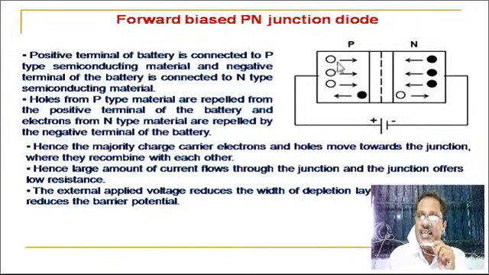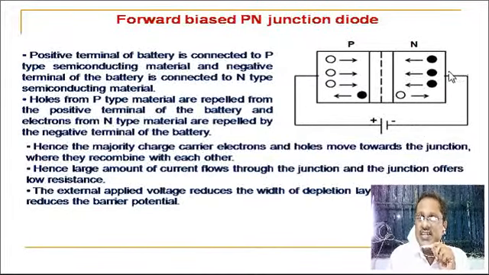Now we know that in a P-type semiconductor the majority charge carriers are holes and the minority charge carriers are electrons, and in an N-type semiconductor the majority charge carriers are electrons and the minority charge carriers are holes. Holes are shown by the empty circles, and electrons are shown by the filled circles. Now when the junction is forward biased, the positive terminal of the battery is connected to the P-type material and the negative terminal is connected to the N-type material.